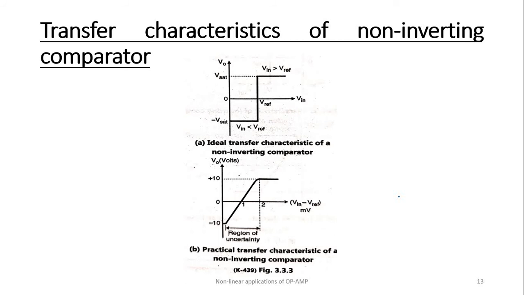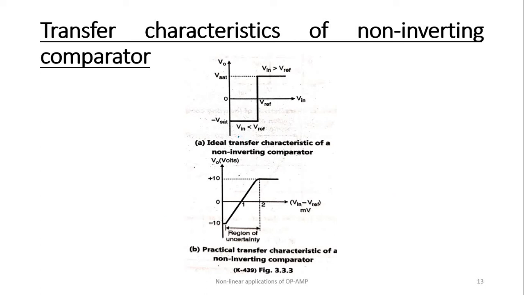The transfer characteristic is a graph relating the input voltage on the x-axis and output voltage on the y-axis. The ideal transfer characteristic of a non-inverting comparator is shown in figure A, and the practical transfer characteristic is shown in figure B. Figure A shows that the output voltage is equal to minus V saturation for Vin less than V reference, and it switches to plus V saturation as soon as Vin is slightly greater than V reference. The differential voltage needed to switch the state of the output is ideally 0.